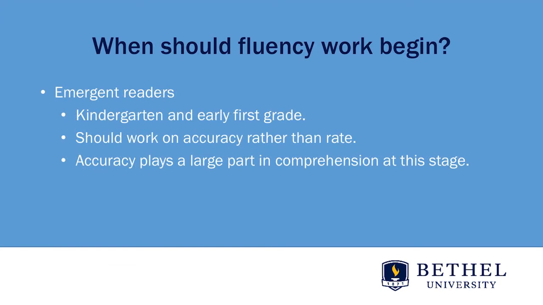Teachers often ask when they should begin fluency work. Emergent readers, who are typically kindergarten and first graders, need to work more on accuracy than rate. Their brain is working hard to see patterns when the students are learning to decode words, and to recognize sight words is most important at this stage. Accurate reading contributes to comprehension.